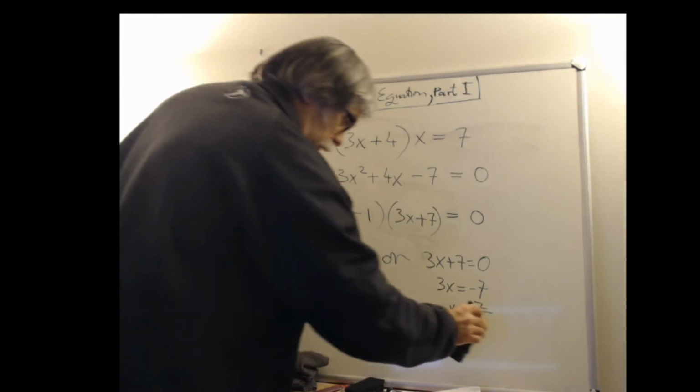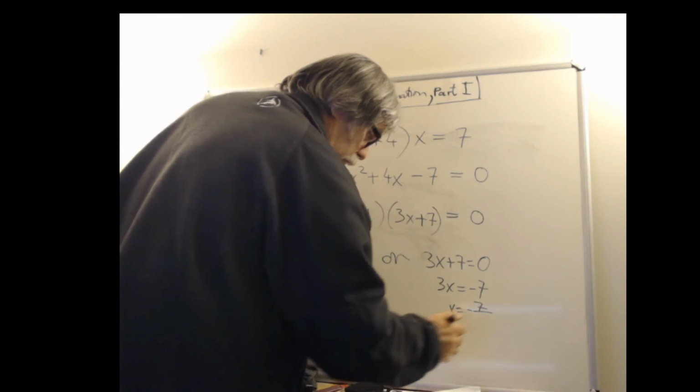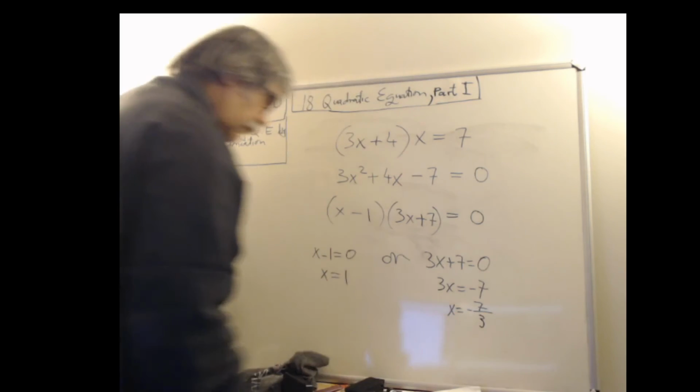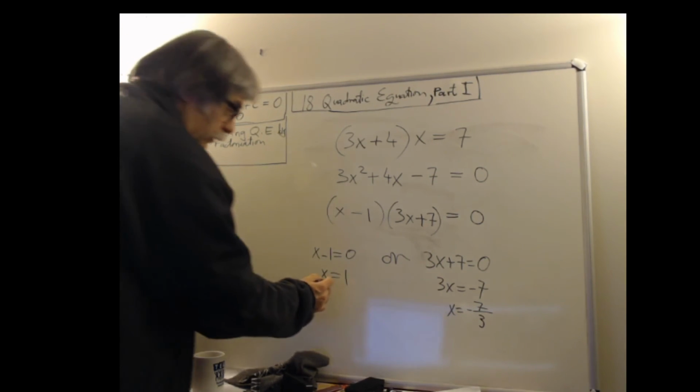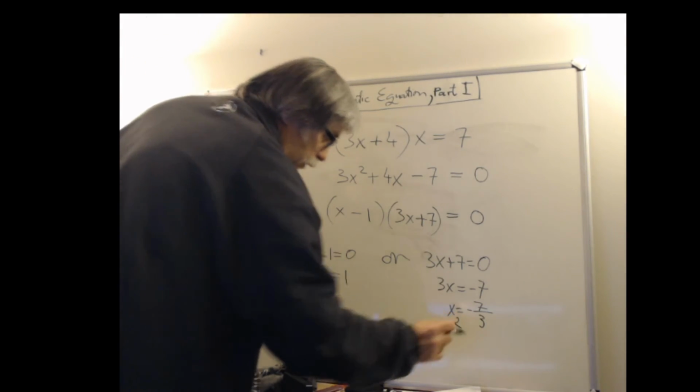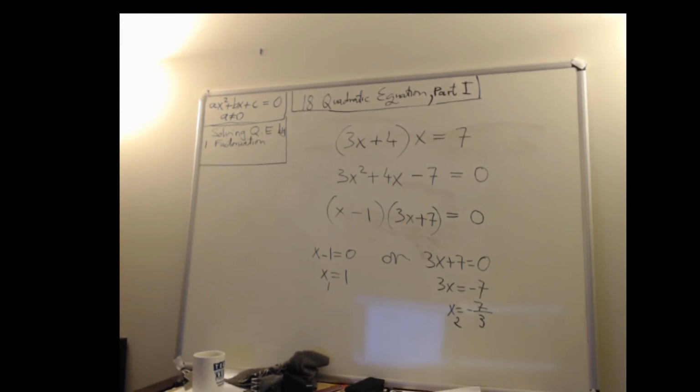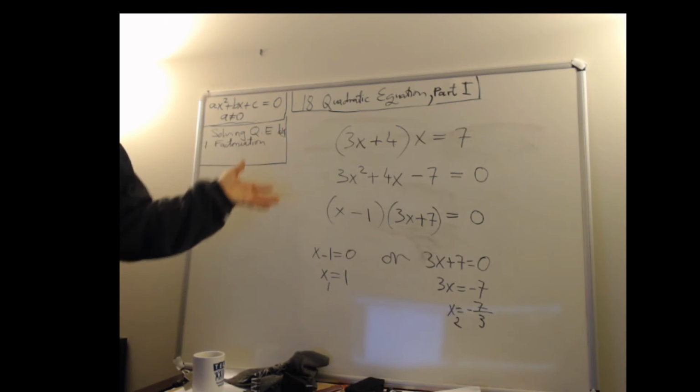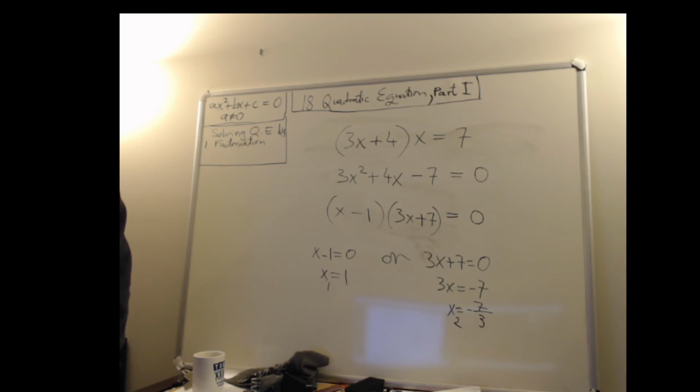I didn't write this nicely, so let me do a little better job. Negative 7 thirds. So this is the first solution, this is the second solution. This is how we often refer to that. First solution and second solution. So you have two solutions. Okay? Works nice. Very simple business.